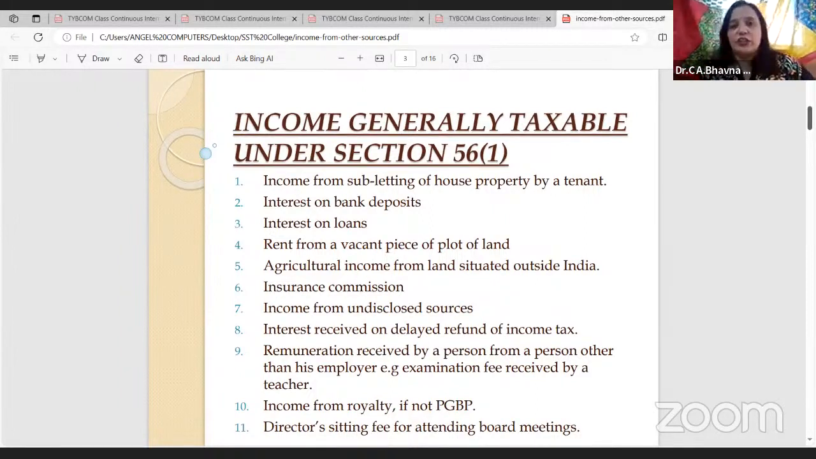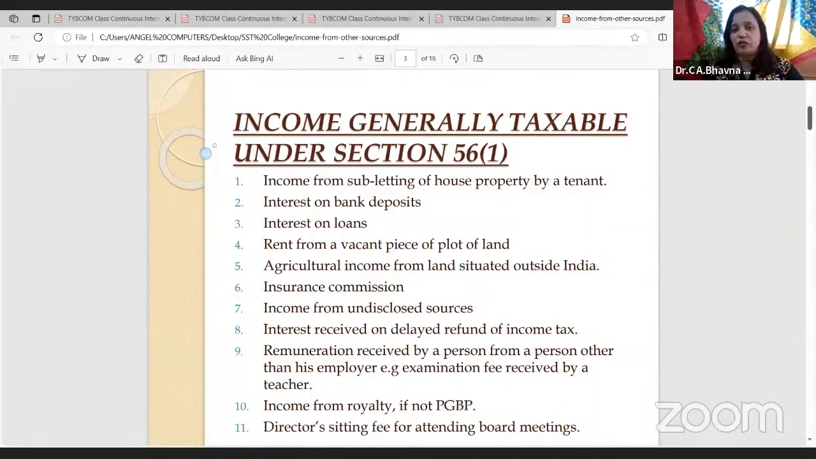The first one is income from subletting of a house property by a tenant. By a tenant. When the owner gives rent, that is income from house property. If the tenant who has taken the property on rent gives it to someone else on rent, the extra income generated would be income from house property. Sorry, income from other sources.